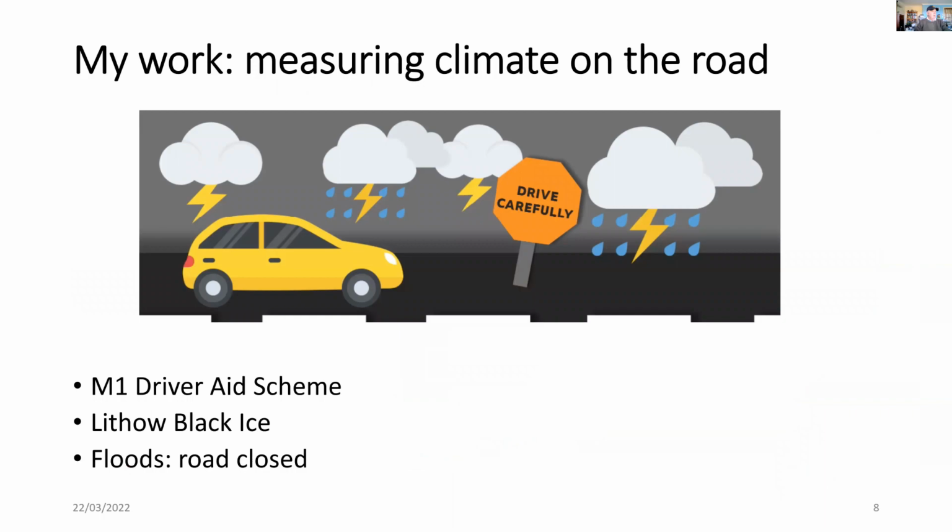And in my work, I've used weather stations on the road, and this has helped with road safety. And a couple of projects are the M1 driver aid scheme, which was a $10 million project when I was working with the Roads and Maritime Services. And the idea here was that we could detect the road conditions, the weather, and warn drivers in wet weather that their speed was too high, and we advised them to reduce their speed.